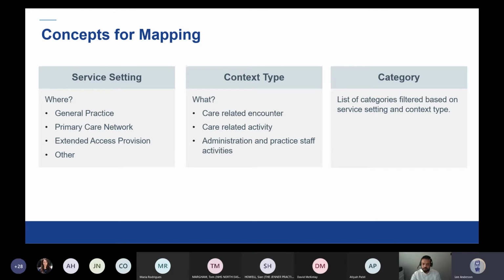Then you move on to the context type, and it asks you what it is. So is it a care-related encounter? A care-related encounter is just an appointment. A care-related activity is stuff that you're doing for the patient without the patient being present. And the third one is admin and practice staff activities. Once you've done that, you move into the final column, which is the category, a list of 26 individual categories, but that gets filtered as you select the service setting and the appropriate context type. So you just get a filtered list of the categories that are relevant for that specific event.